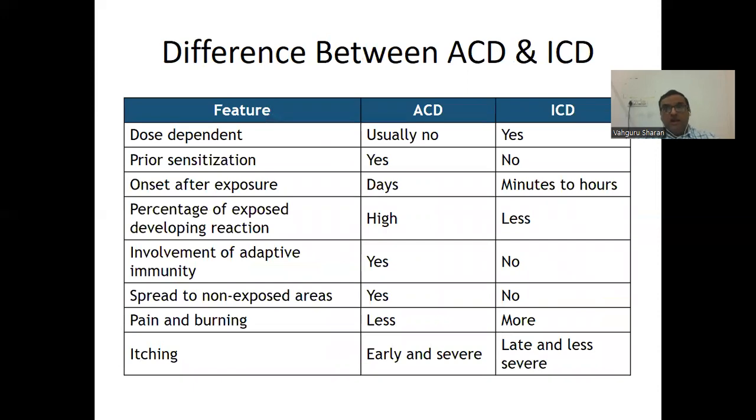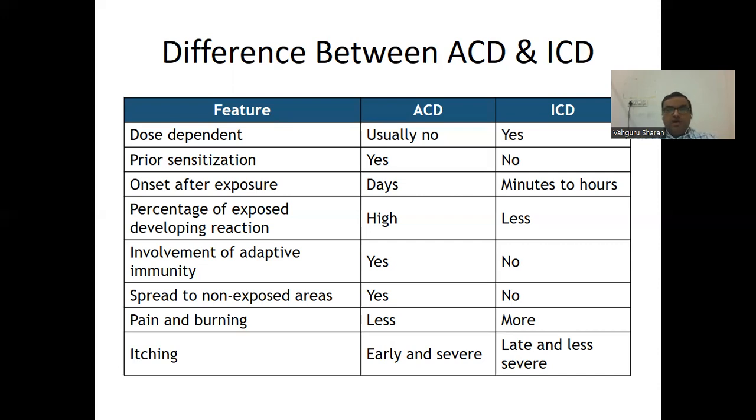What is the difference between allergic contact and irritant contact dermatitis? First and foremost, the allergic is not dose dependent. ICD is dose dependent. Sensitization is required for ACD, not required for ICD. After exposure to the antigen, the response in ICD is immediate, acute, and within minutes to hours. Whereas in allergic contact, after exposure, there are many days of normal life, and then after re-exposure to the antigen, there could be a response.